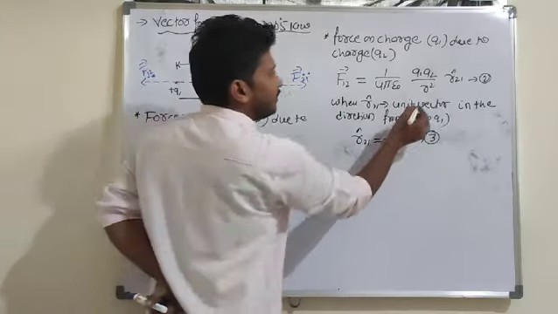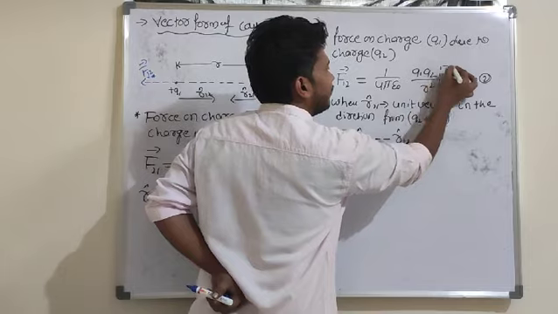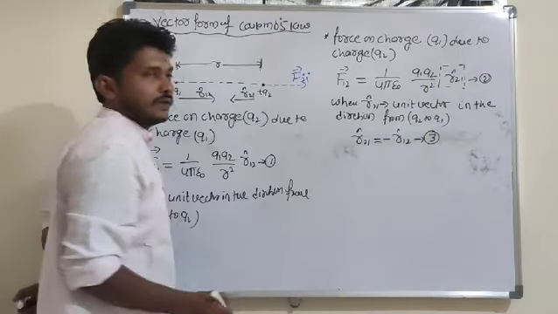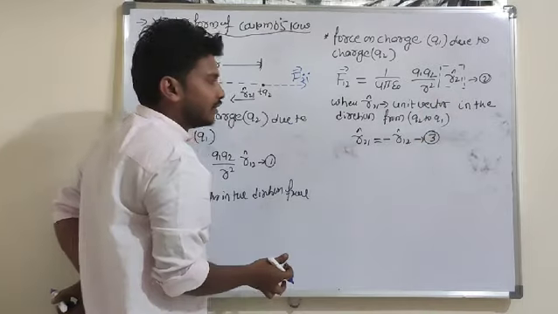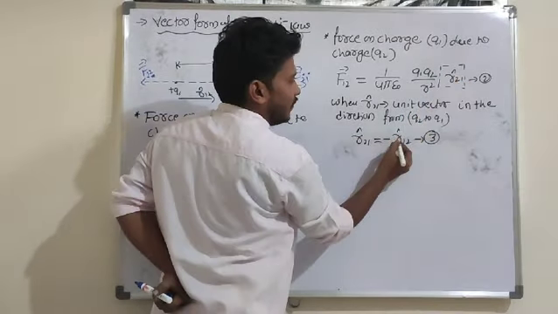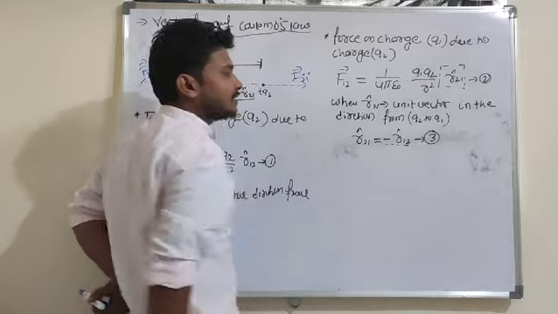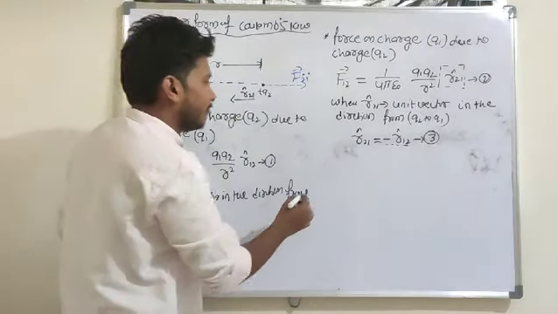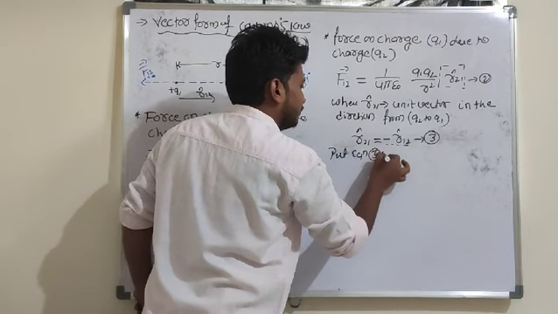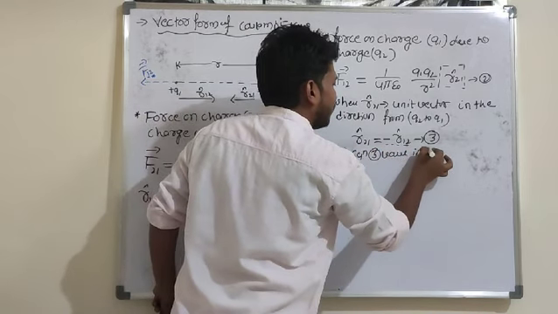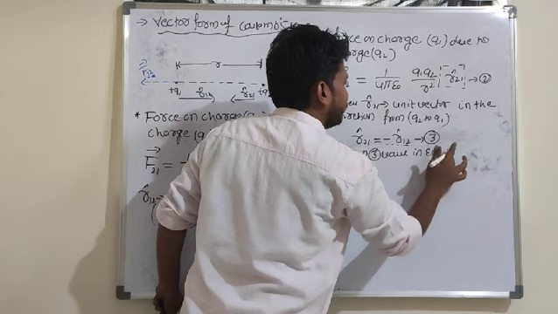Now, shall I fill the equation 3 value in equation 1? Sorry, in equation 2. I will substitute the equation 3 value in equation 2, wherever r cap of 21 is there. Shall I fill that as minus of r cap of 12 here? So I will substitute, put the equation 3 value in equation 2 here.